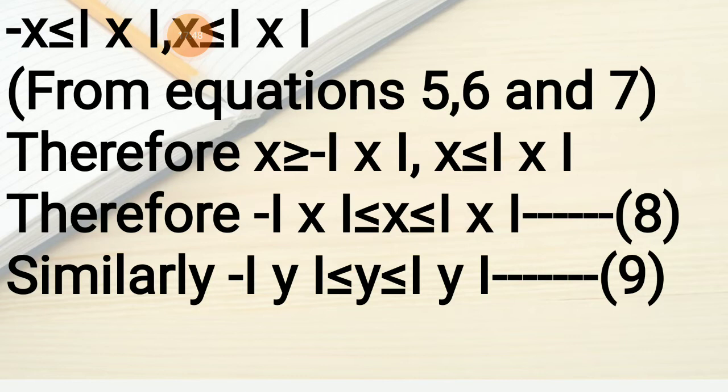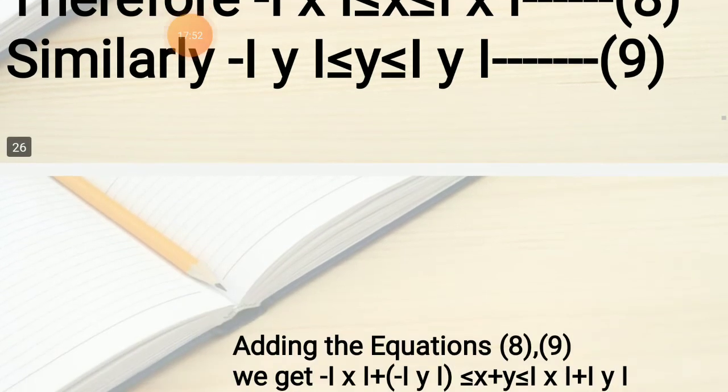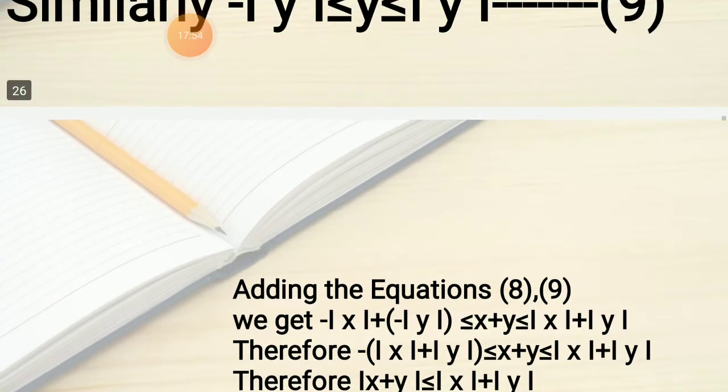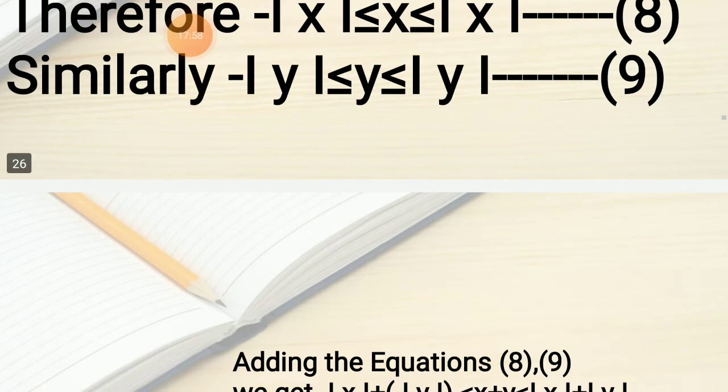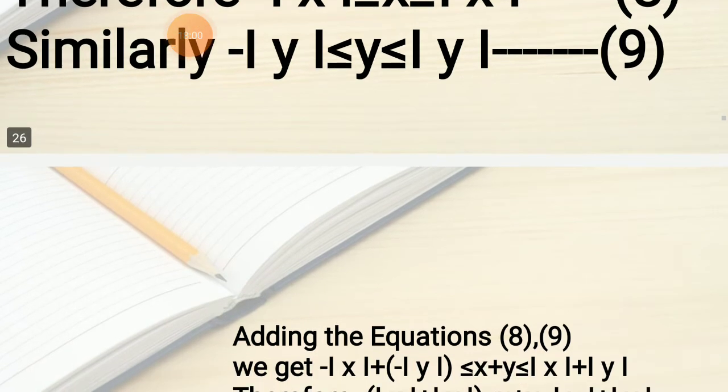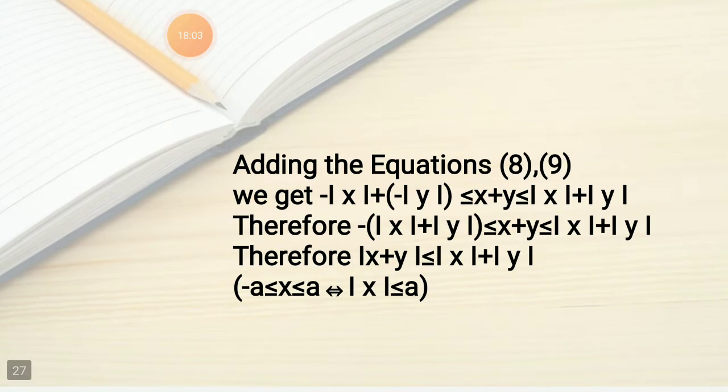Replace x by y: minus mod y less than or equal to y less than or equal to mod y. Add these two equations, 8 and 9. Minus mod x plus minus mod y less than or equal to x plus y less than or equal to mod x plus mod y.